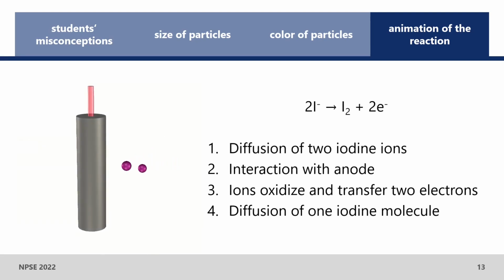Here you can see the animation of the oxidation. First, two iodine ions move to the anode and interact with it. The ions oxidize and transfer two electrons to the anode. After that, the formed iodine molecule moves away in solution.